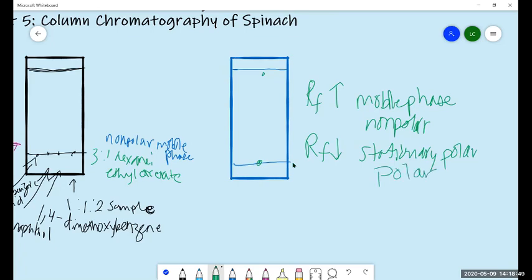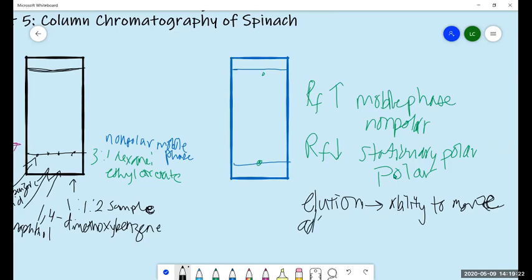And it's important to know what adsorption, elution, and different terms like that mean. So elution just means the ability to move, in a sense, to elute. So if you have higher elution, you're moving with the mobile phase.